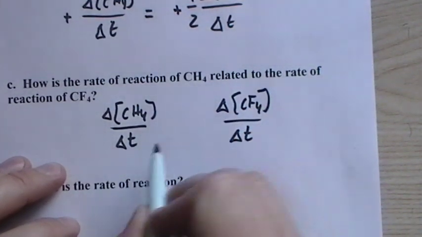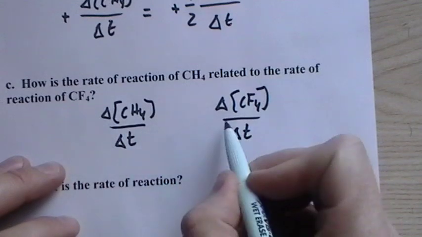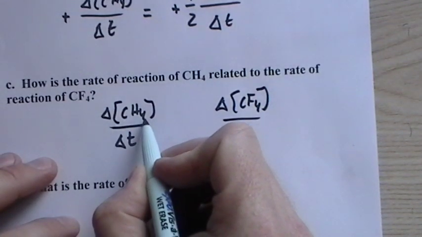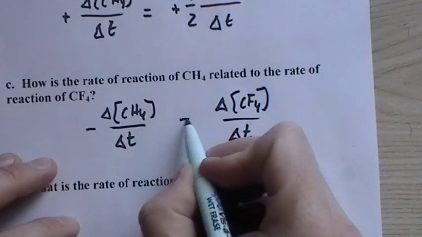So you want to just do this out. 1 over the coefficient for each. They're 1 and 1, so that's it. And then methane is the reactant, so negative, done.